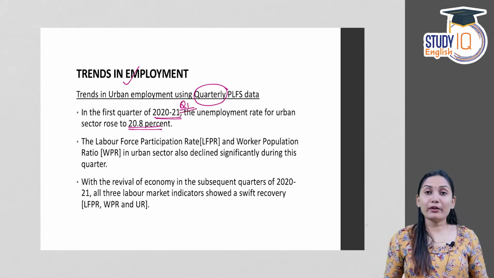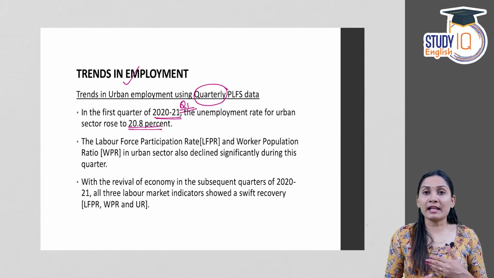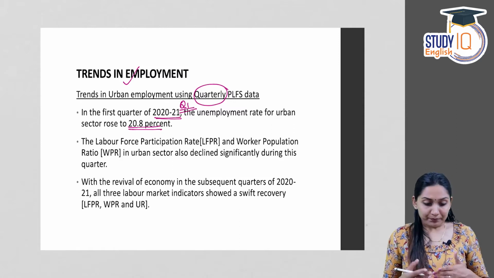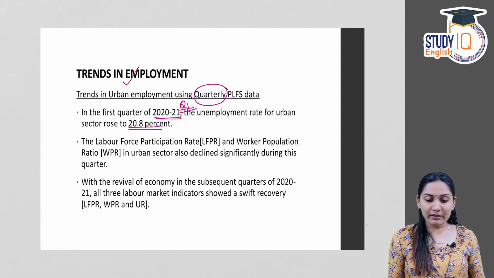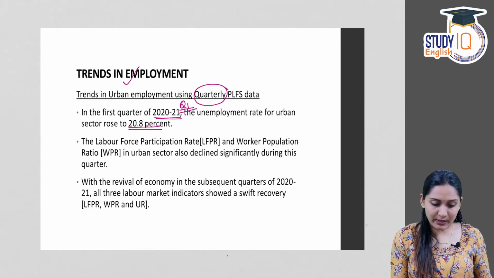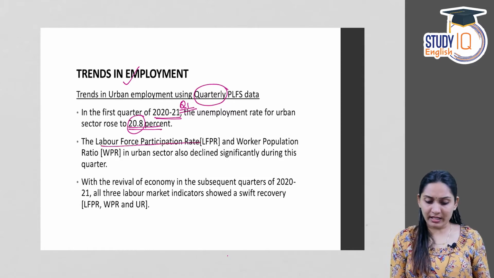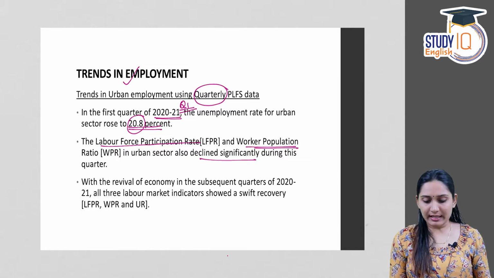Now, first quarter of 2020-21 is very important because that was the time when the COVID-19 pandemic affected the country the worst. So, first quarter of 2020-21, unemployment rate for urban sector, that is in the urban area, was 20.8%. The labor force participation rate and the worker population ratio in urban sector also declined significantly.